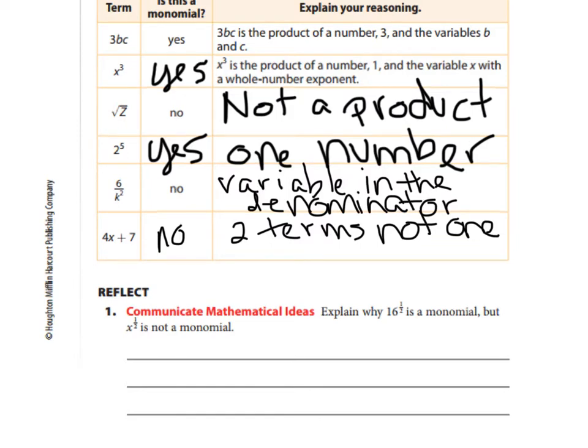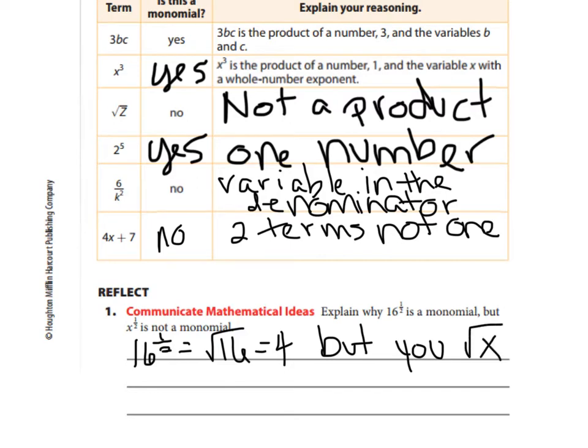16 to the 1/2 is a monomial because you can simplify it to 4, because it's the square root of 16, which is 4, but you cannot simplify x to the 1/2. But if you do simplify it, you get the square root of x, which is not a product.